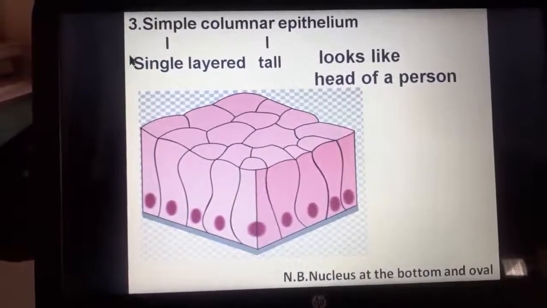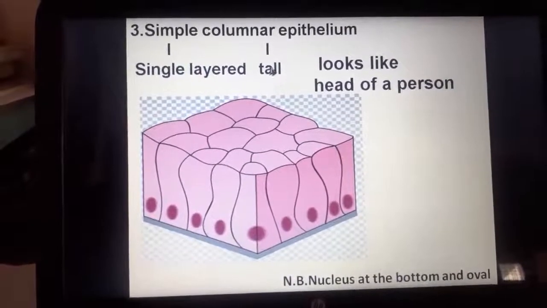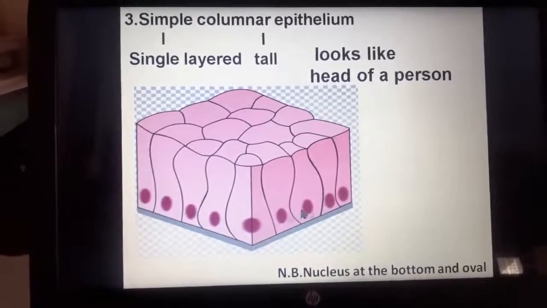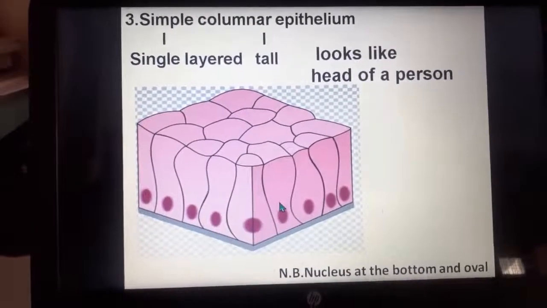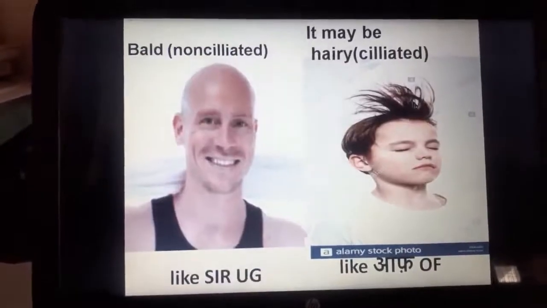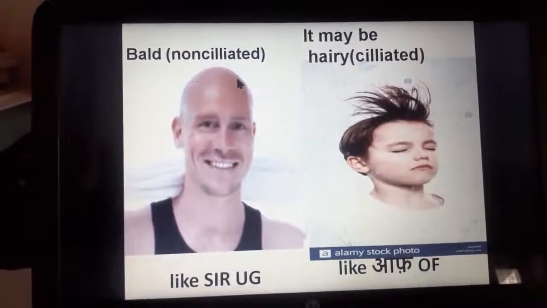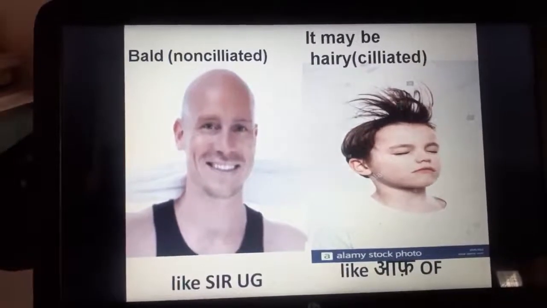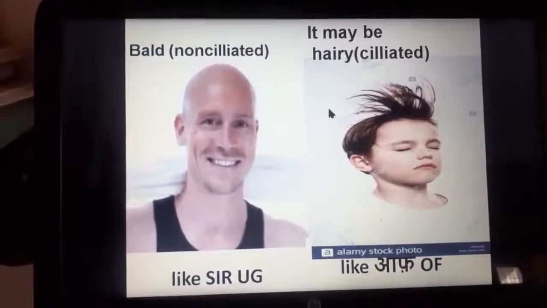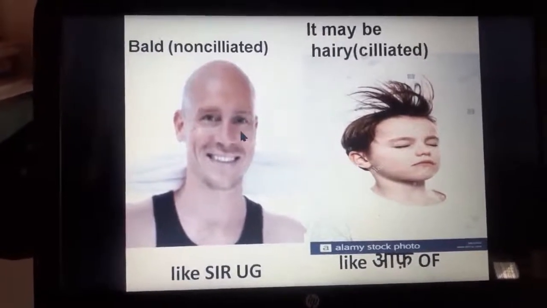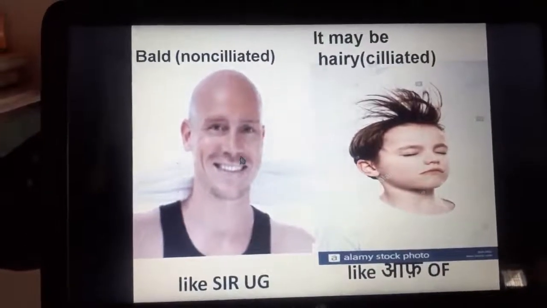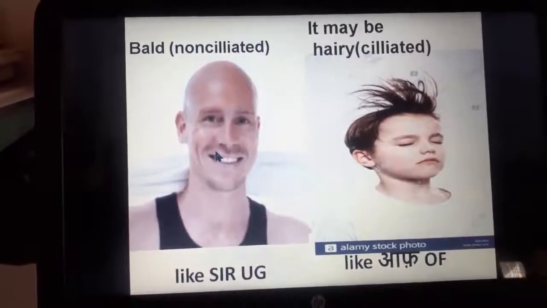Simple means single layer, and columnar means tall. The nucleus lies at the bottom and the shape is oval. And it looks like the head of a person. It can be bald or it can be very hairy. So bald is non-ciliated and hairy will be ciliated. This bald person is the non-ciliated type of simple columnar epithelium.